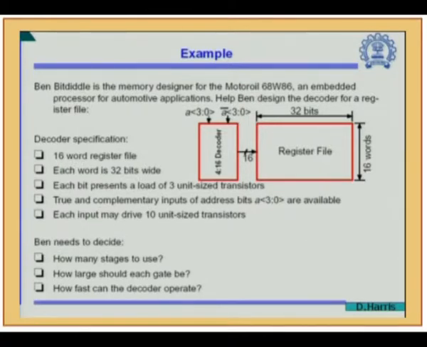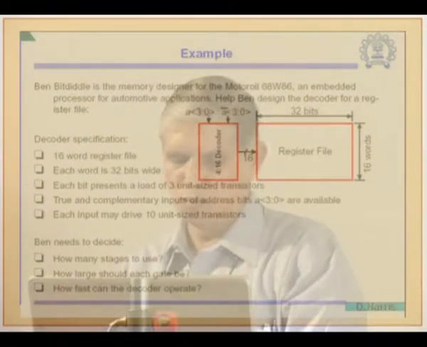So to address this you need a 4 to 16 decoder, which is what probably is to be designed, and that's the specification he gave. Each bit presents a load of 3 unit size transistors. Now this number we'll come back to, what exactly 3 unit size means. Assume that true and complementary inputs of address bits are available. Each input may drive 10 unit size transistors. So Ben needs to decide how many stages to use, how large each gate should be, and how fast the decoder can operate.